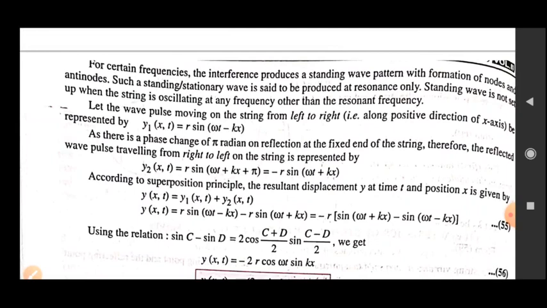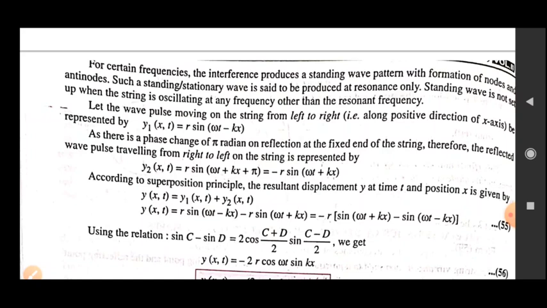So for certain frequencies, the interference: first of all, what is interference? It is the mixing of two or more waves, and after they are mixing, the change in amplitude or intensity is known as interference. So interference produces a standing wave pattern with formation of nodes and antinodes. Such standing waves are said to be produced at resonance only. So a standing wave does not stand when the string is oscillating at any frequency other than the resonant frequency.